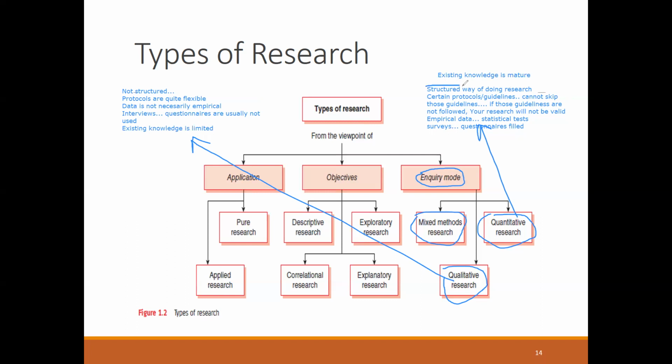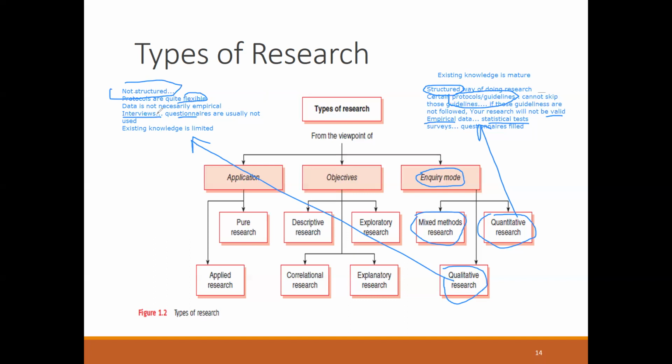So the first difference is that quantitative research is very structured, while qualitative research is not structured. In quantitative research, you have to follow certain protocols and guidelines, and if you don't follow those guidelines, your research will not be considered valid. In qualitative research, the guidelines are quite flexible. In quantitative research, we use empirical data and statistical tests. In qualitative research, we usually do interviews, and we don't usually use questionnaires.